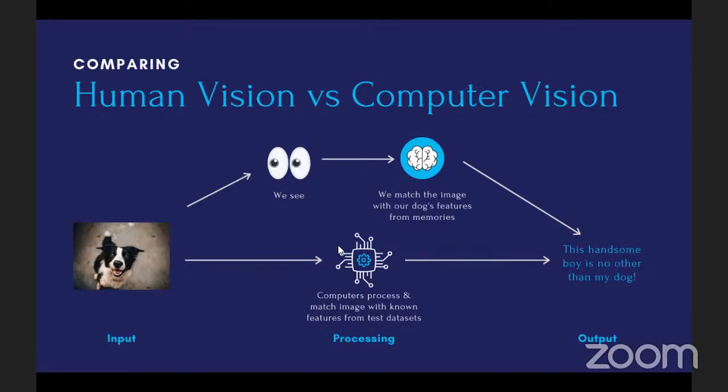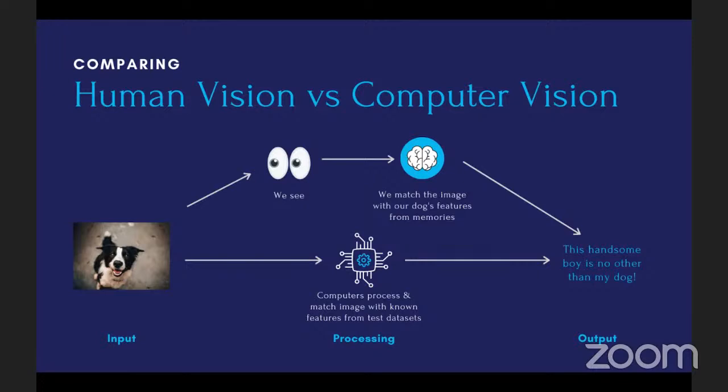Okay, and similarly, in computer vision, the processing will be done by a deep learning model. As I told you, our brain learns from past information. In a similar way, deep learning models or neural network models that are used in computer vision also learn from past information.